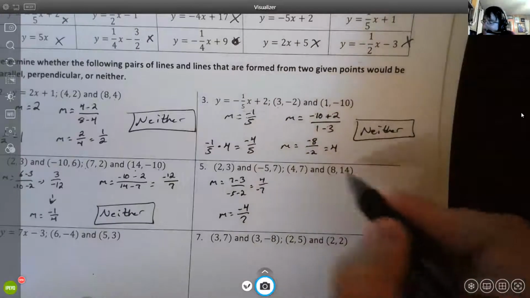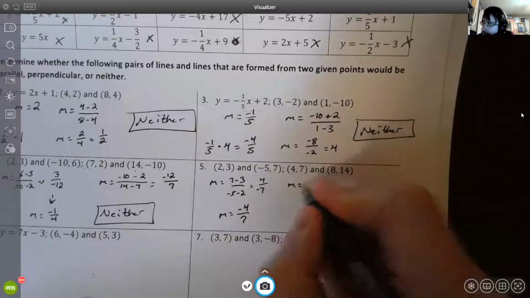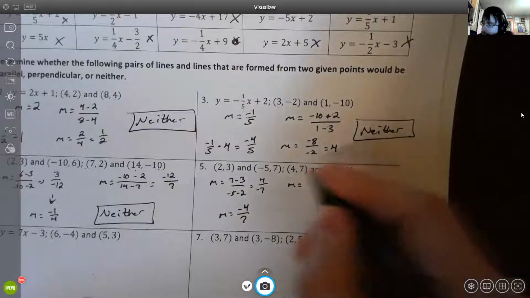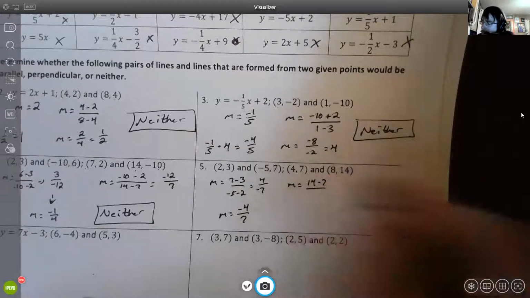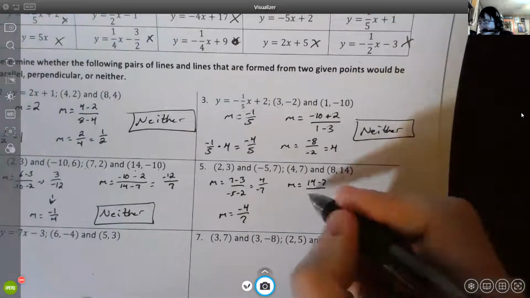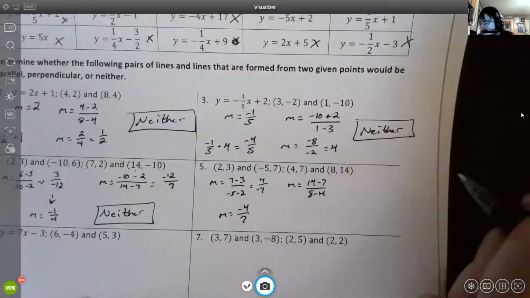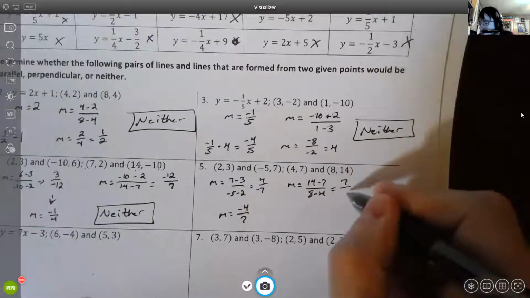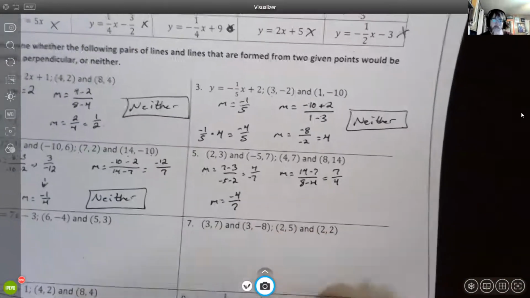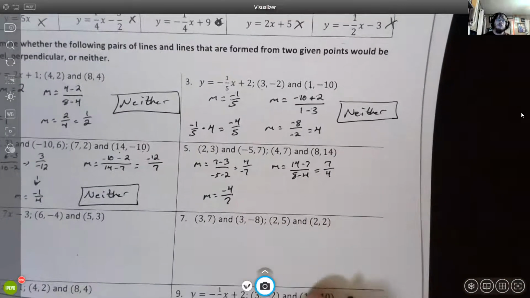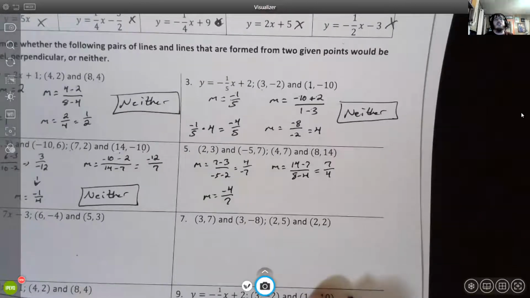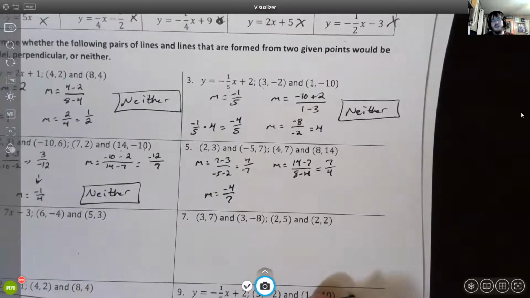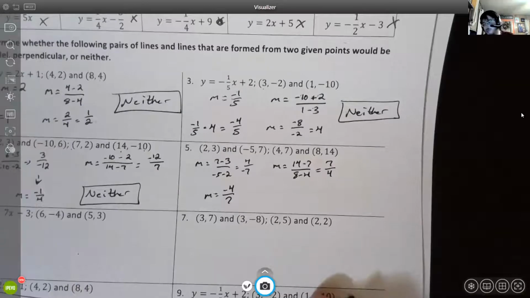Then we have (4, 7) and (8, 14). So we have y2 minus y1, which would give us 14 minus 7, and then we have 8 minus 4. So 14 minus 7 is 7, and 8 minus 4 is 4. So are these lines parallel? Well, they need to have the same slope. They do not have the same slope, so they are not parallel.